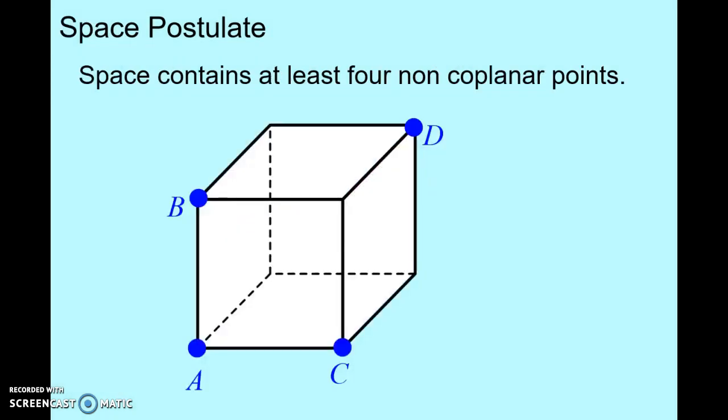The last postulate we're going to talk about is the space postulate. Space contains at least 4 non-coplanar points. You'll notice that points A, B, and C are the front of that box. Point D is an opposite corner. There is no plane that contains all 4 of those points, so they're non-coplanar. That represents space. That's what gives us our 3rd dimension.